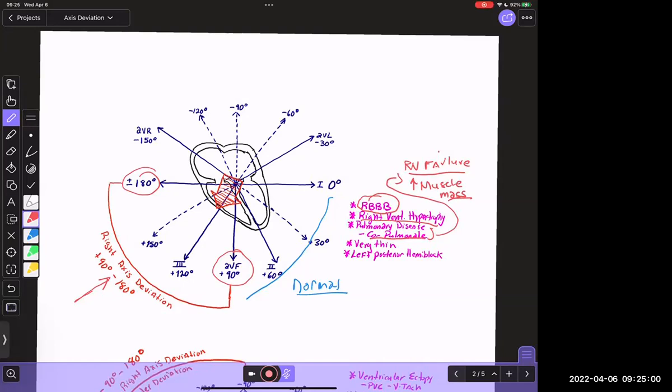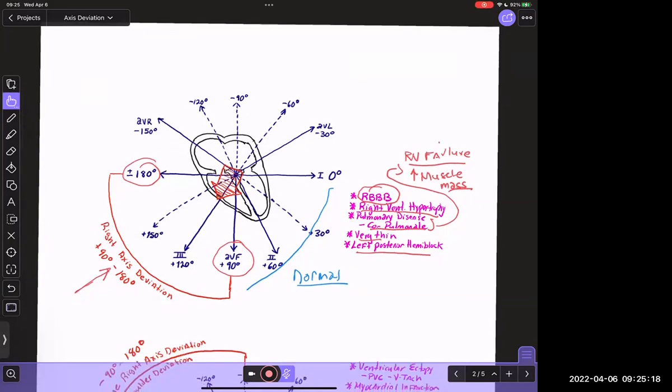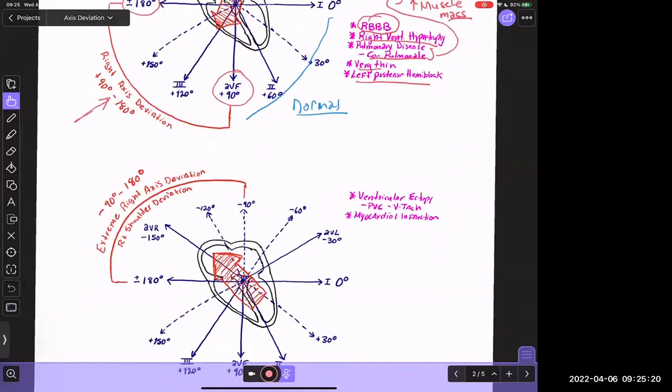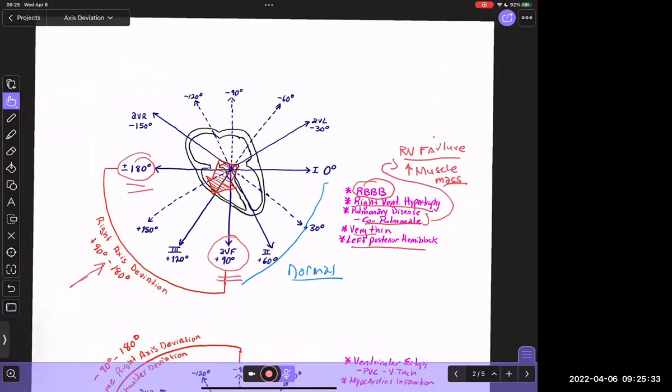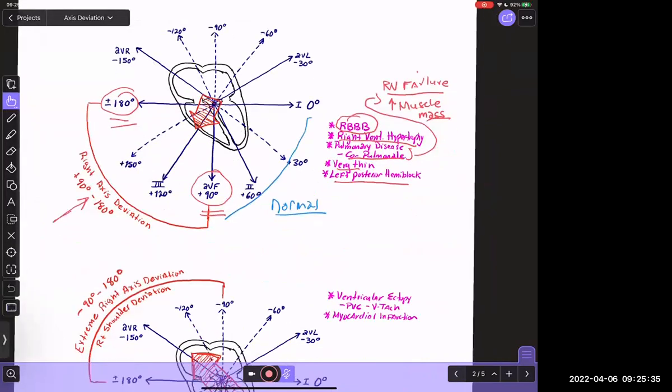Okay, so very briefly, left posterior hemiblock. We're going to talk about blocks in just a little bit, okay? So let's move now from right axis deviation. Again, the definition of right axis deviation would be an axis between 90 degrees and 180 degrees. Okay, so we've looked at normal axis, which is anything that falls between 0 and 90 degrees. And now we've looked at right axis.